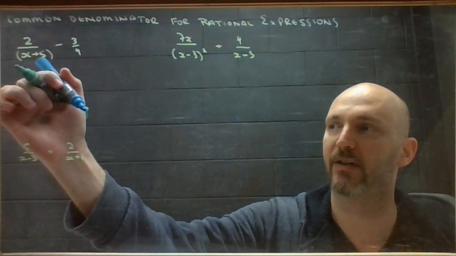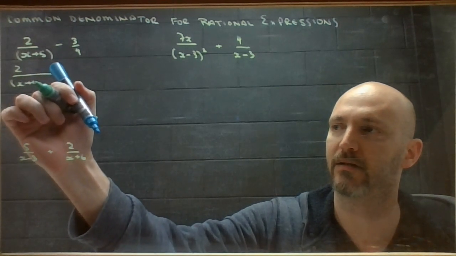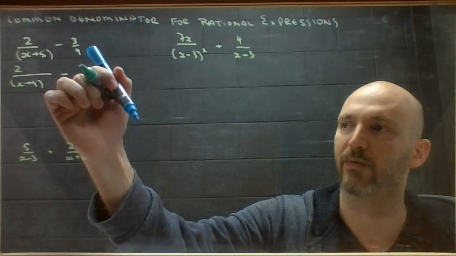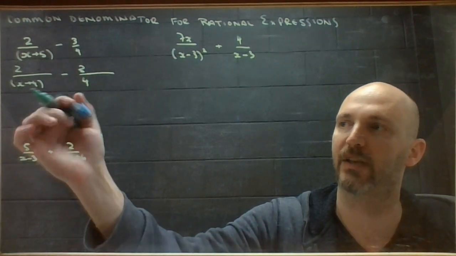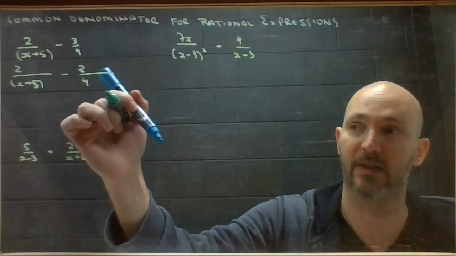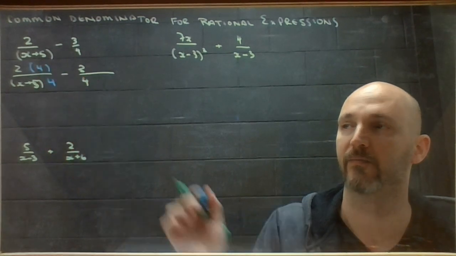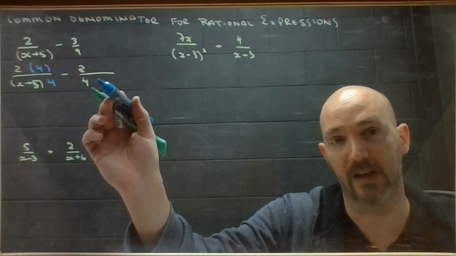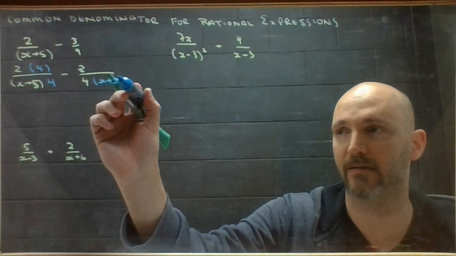So I have a fraction like this, and I have a fraction like this. This fraction has, sorry, that should be a 5, has the x plus 5. It needs the 4, so I'm going to introduce that. This fraction has the 4. It needs the x plus 5, so I'm going to introduce that.